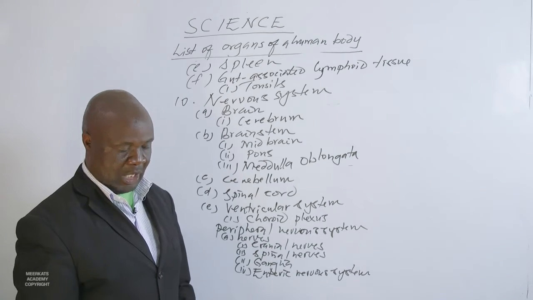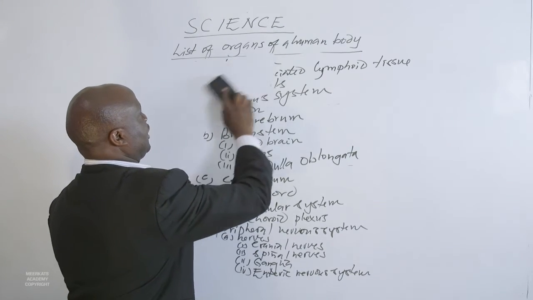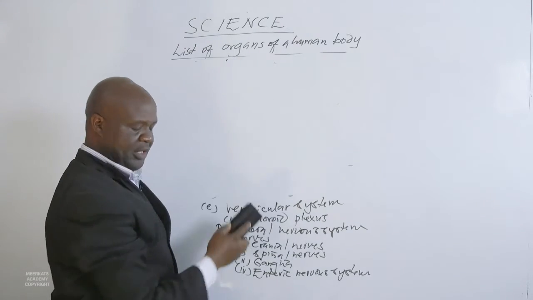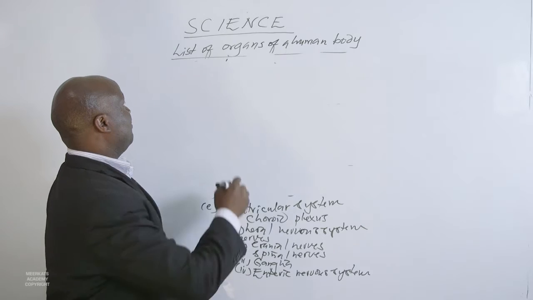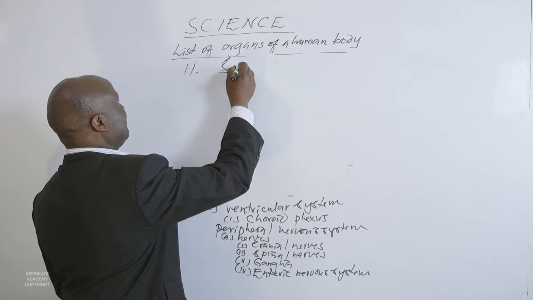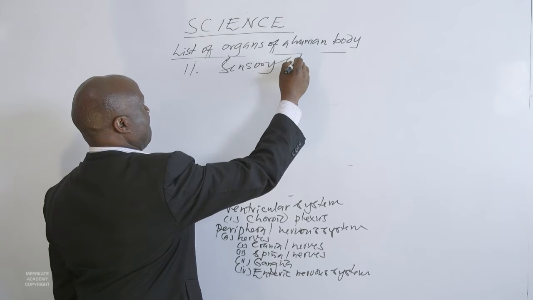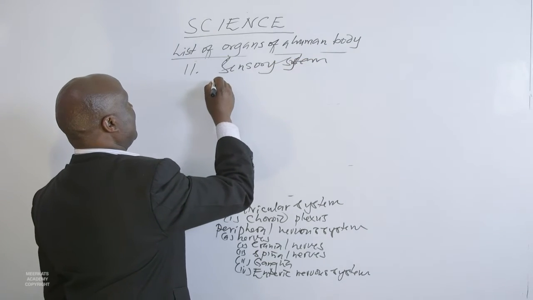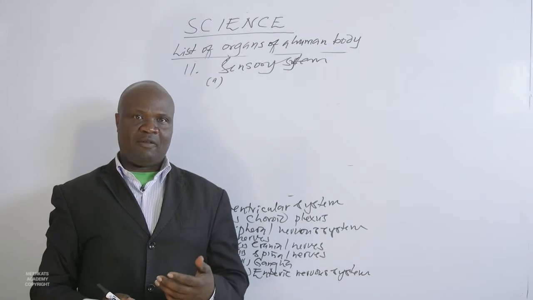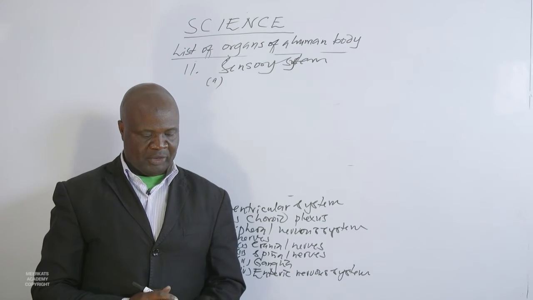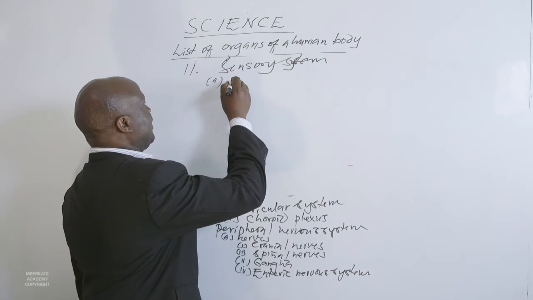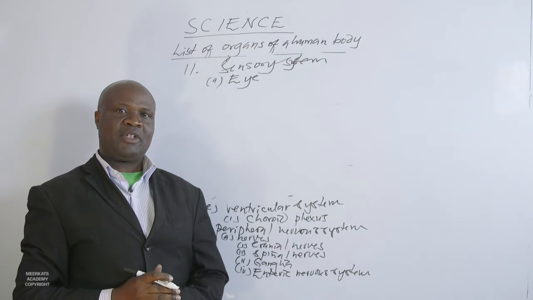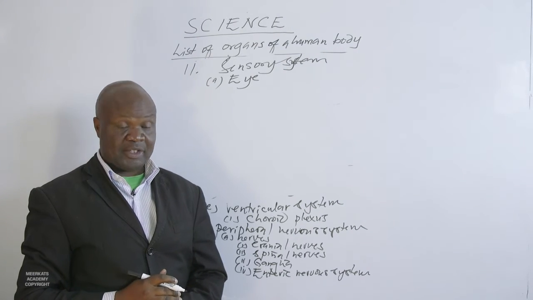Then as we almost conclude mentioning these organs that are present within different systems within the body, we have number 11, the sensory system. And under the sensory system, we have the following organs that are worth mentioning. One organ is called the eye. The eye is a very important organ as far as the sensory system is concerned.